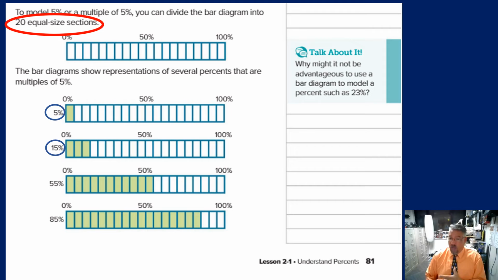55 would be 5 times 11 is 55. Therefore, I need 11 of those boxes shaded in to show me 55%. And 85%, if you're not sure what to multiply by, then I would take 85 divided by 5 equals, and I'm going to see that I need 17 of those boxes shaded in to make up my 85%.